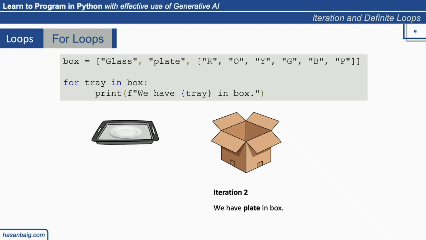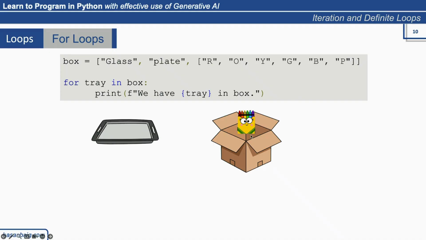What about the next one? We have another container as the next element in the list. Let's call it a crayon box. It represents red, orange, yellow, green, blue, and purple colors. Now when I run this, in the third iteration, this entire container will be assigned to the variable named tray. Now tray is a list, another list again.